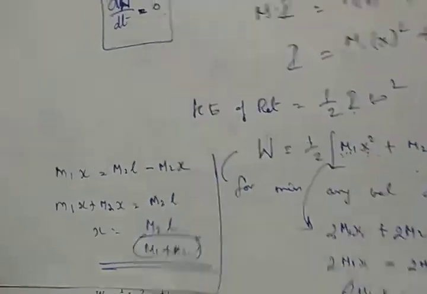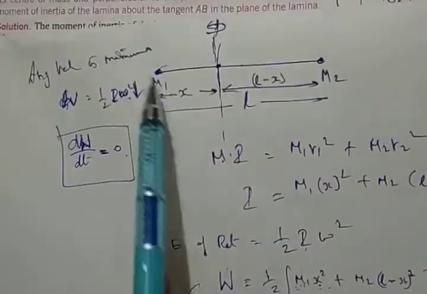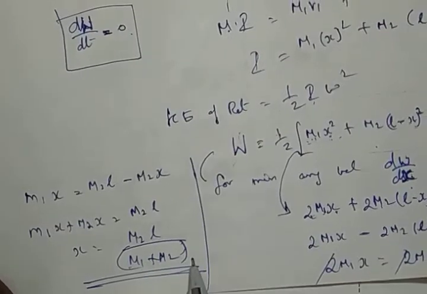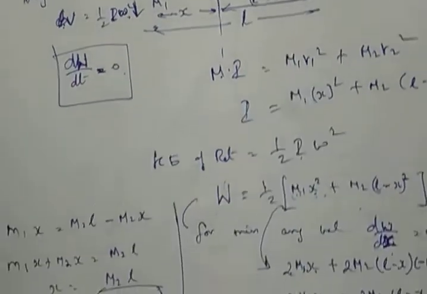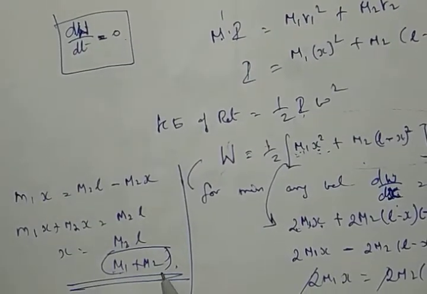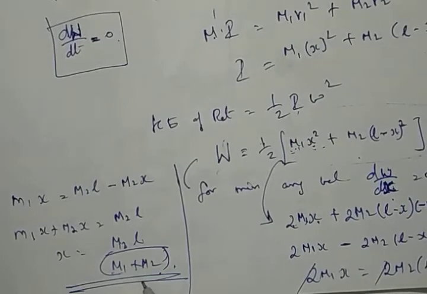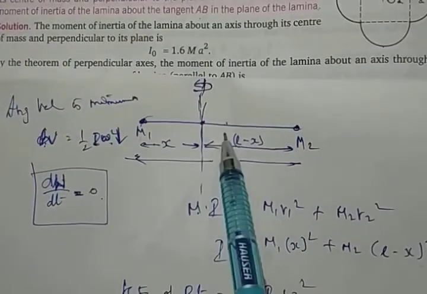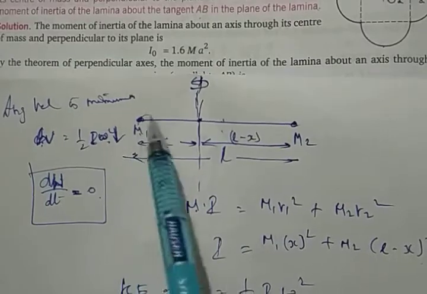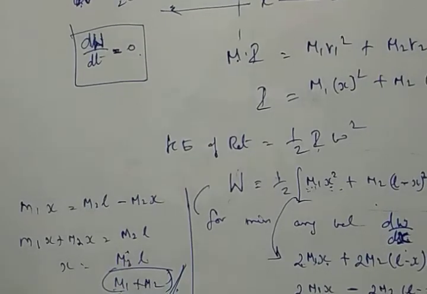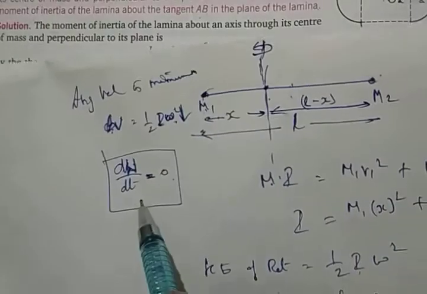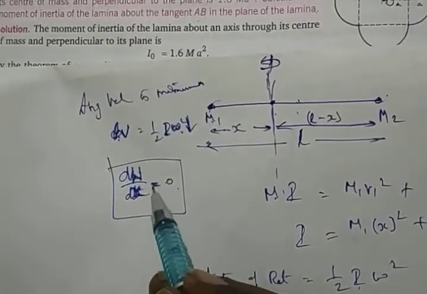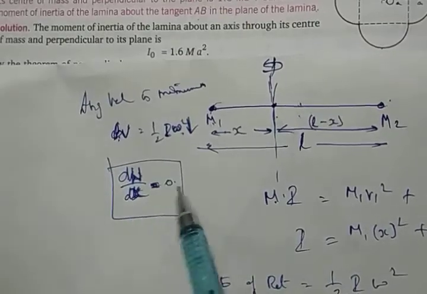The distance x, how far it should be, depends upon the masses. If the masses are equal, this is m and this is also m, then it will become the center, L by 2. You already know this one. But we don't know about the masses. This could be a bigger mass, this could be a smaller mass. At what distance it would be minimum? This is the formula. It depends upon the masses and the length. Hope you're able to understand this one. Please make sure you also try to correct this one: dw by dx should be equal to 0.